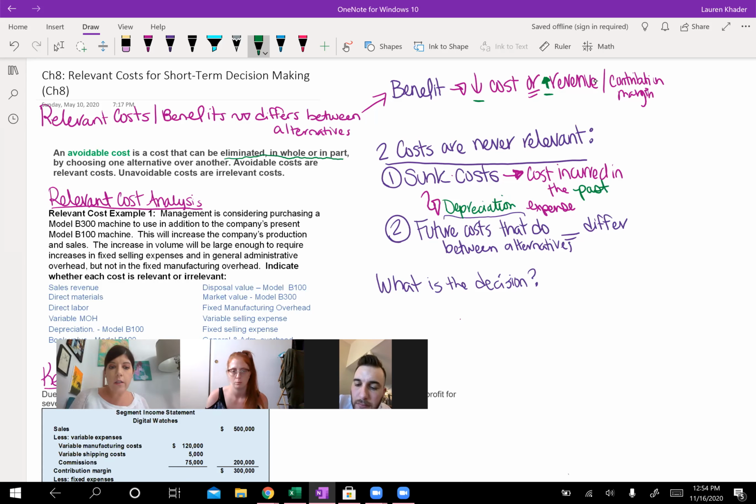Remember, depreciation expense is that cost of those fixed assets spread out over the useful life of the assets. So we're spreading out that sunk cost over a period of time. So whenever you see depreciation expense, you know it is a sunk cost. You ignore it. You cross it out immediately.